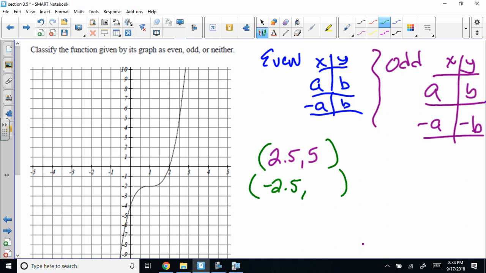Okay? So I'm going to put a question mark because we can't really tell. But we know it ain't who? 5, right? And we know it ain't what? -5. So we're good, right? So this baby is, guess what? Neither. You know beyond a shadow of a doubt, right?